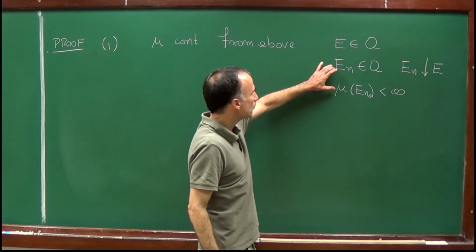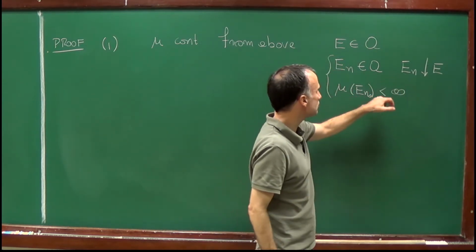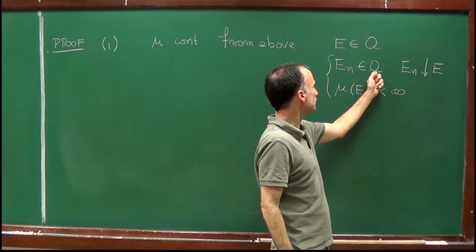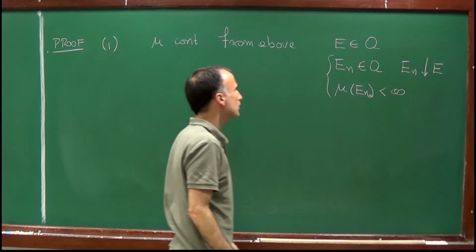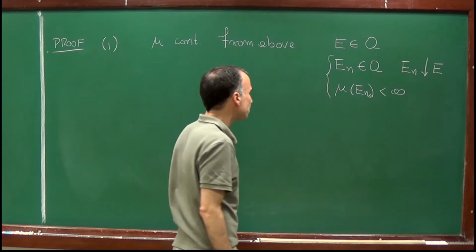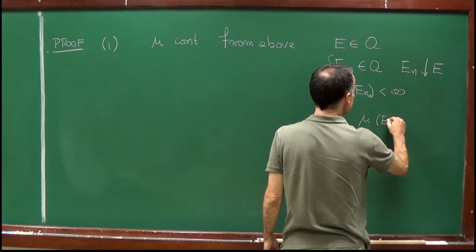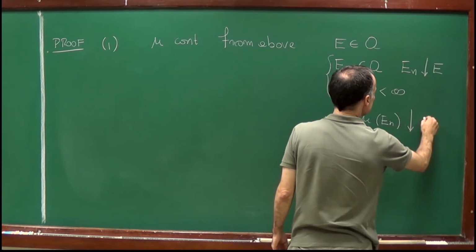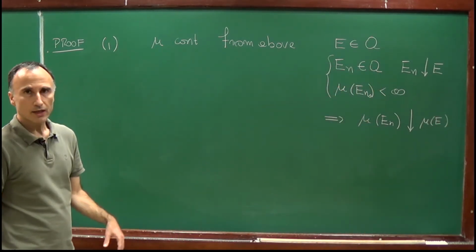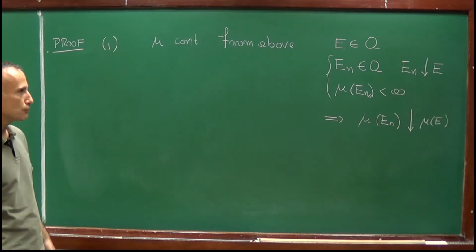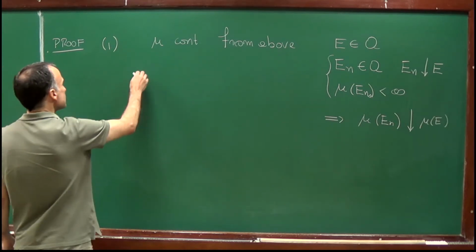And so what I need to show is that for any sequence En satisfying these three conditions, so they belong to the algebra, they decrease to E, and there exists one of these sets which has a finite measure, then I have to prove that mu of En decreases to mu of E. And to prove that, I will use what we already proved, that mu is continuous from below.